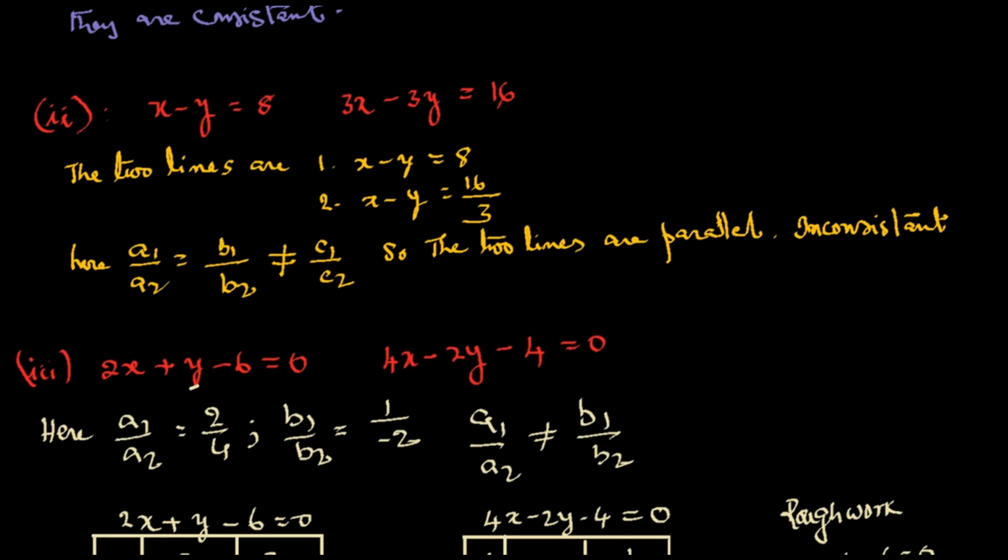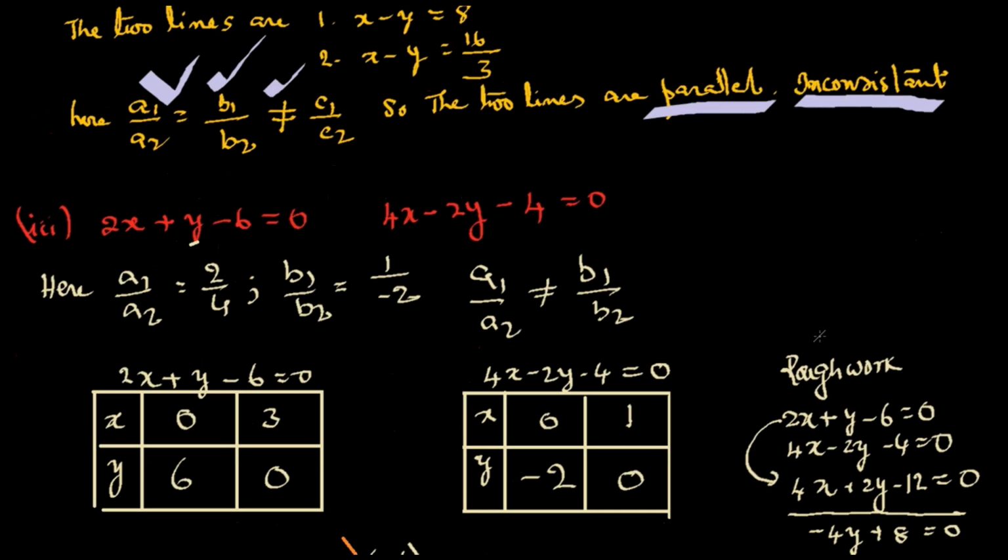x minus y equal to 8, 3x minus 3y equal to 16. Multiply by 3, 3x minus 3y is 24. But here it is 16. Here what happens? a1 by a2 is equal to b1 by b2, but both are not equal to c1 by c2. So they are parallel. Parallel means inconsistent. They won't meet at all.